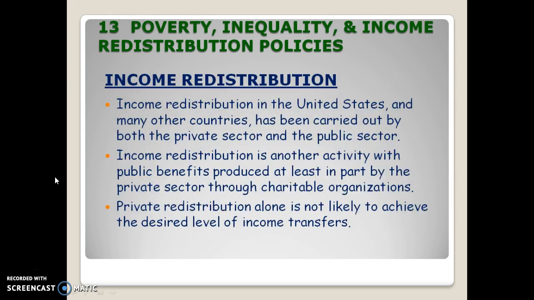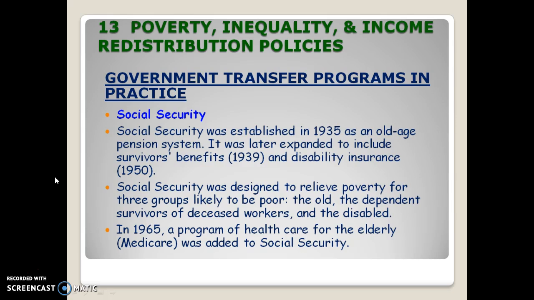Now, income redistribution in the United States and many other countries has been carried out by both the private sector and the public sector. Income redistribution is another activity by which public benefits are produced at least in part by the private sector through charitable organizations. Private redistribution alone is not likely to achieve the desired level of income transfers.